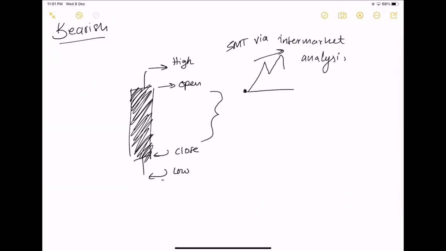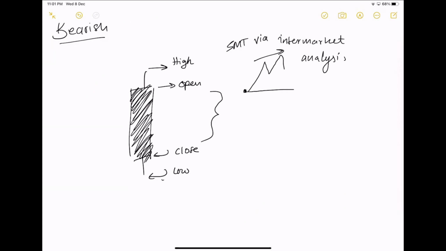Now look, it can be a 5-minute SMT, 15-minute SMT, a 1 hour SMT, 4 hour SMT, or maybe even a daily SMT. So that is up to you, that is up to what you see. Now, when I say it's up to what you see, it sounds subjective, but it is not.